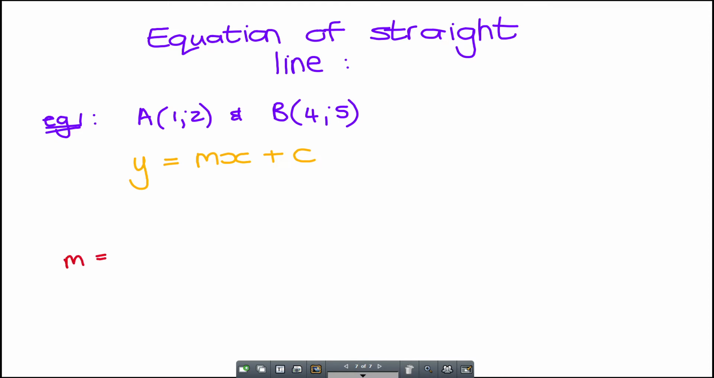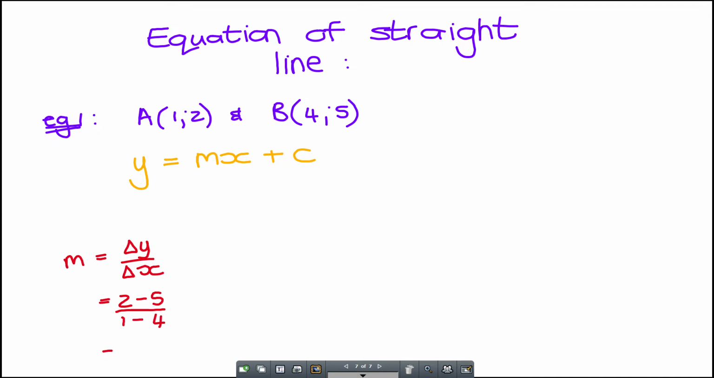Yesterday we said, how do you work out gradient? We get difference in y over difference in x. Okay, en dit kan ek doen, want ek het twee y-waardes, twee x-waardes. So kom ons kyk gou. I'm going to say 2 minus 5 over, en nou werk ek met my x-waardes, 1 minus 4.